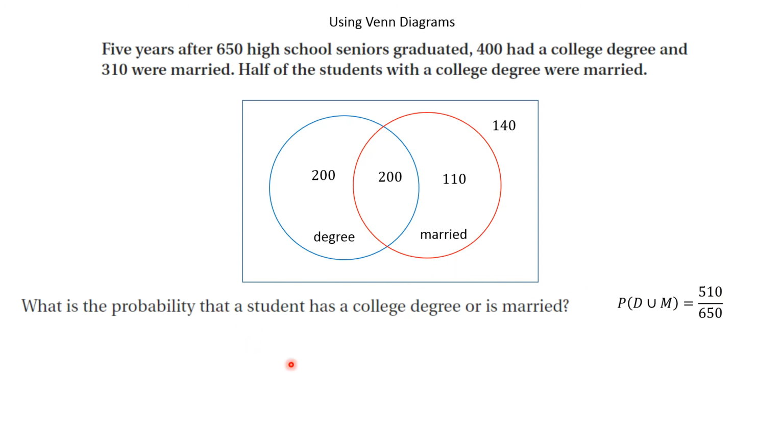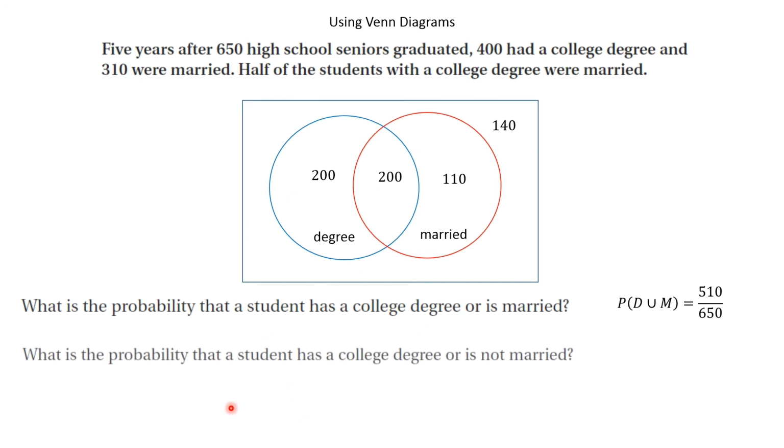I mentioned there'd probably be more than one question here. Once you have this set up, another question. What's the probability a student has a college degree or is not married? So we have all of them with college degrees. That's 400. And then all of them who are not married, outside of the red circle, would be an extra 140. So we have our 400 plus 140 is 540 over 650. And notice here, not married, that's the complement of being married. That's M complement. Everything inside this red circle would be M. Everything outside would be the complement of M.